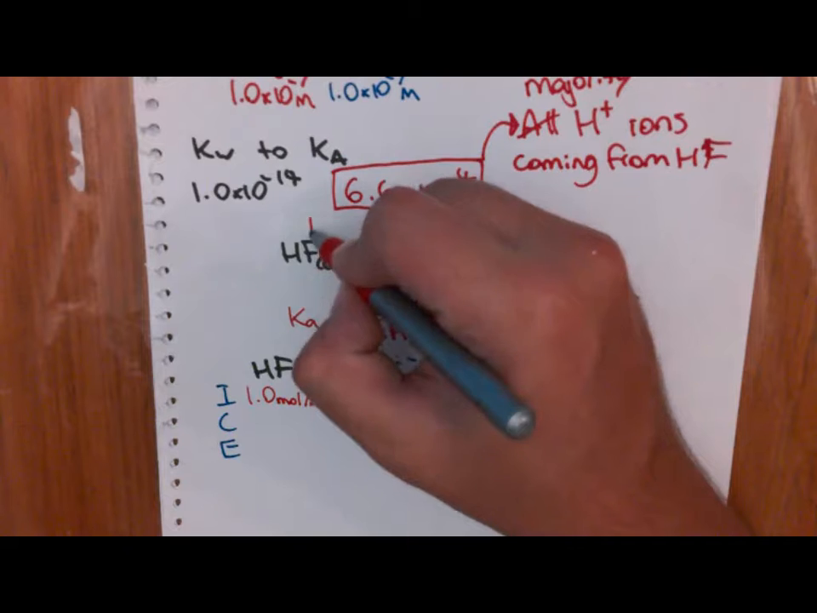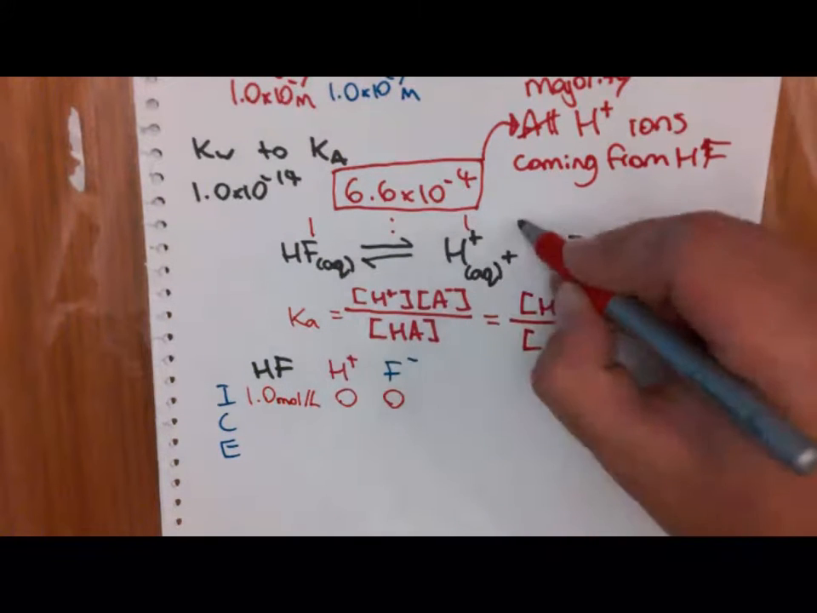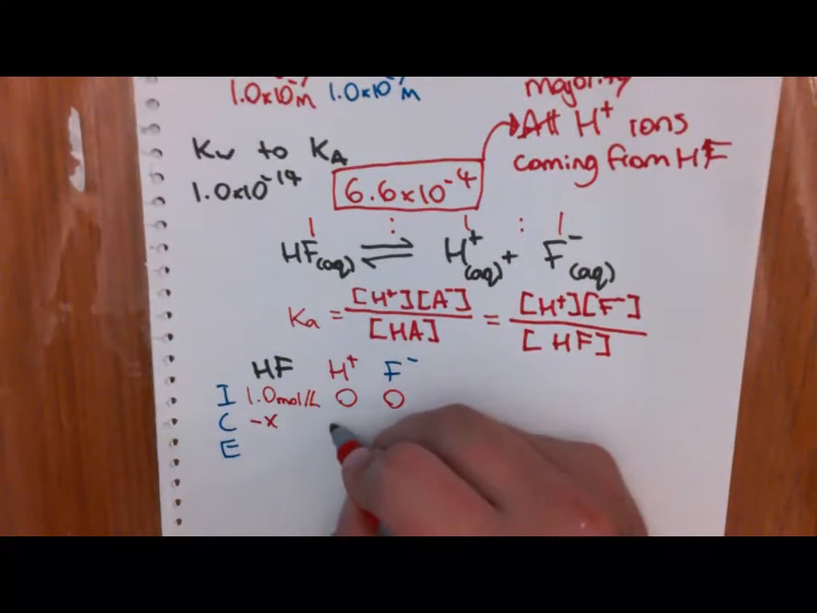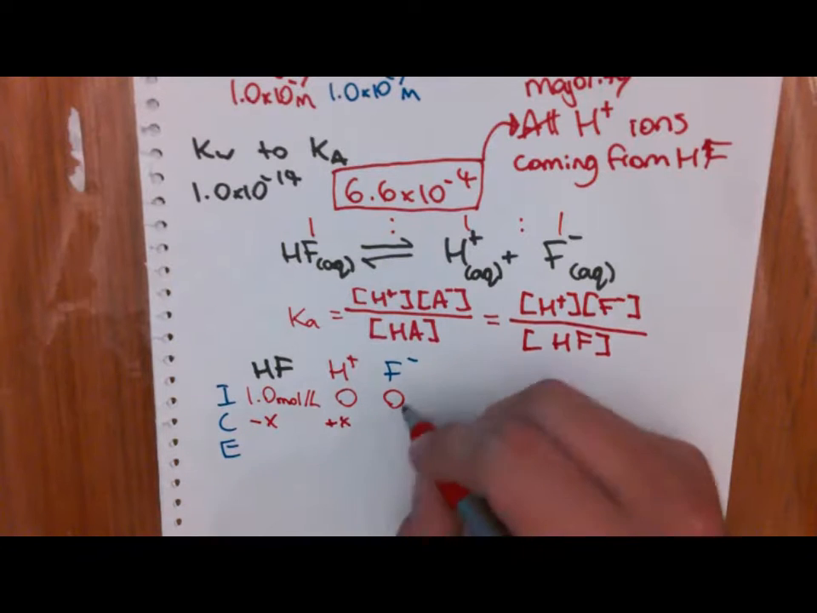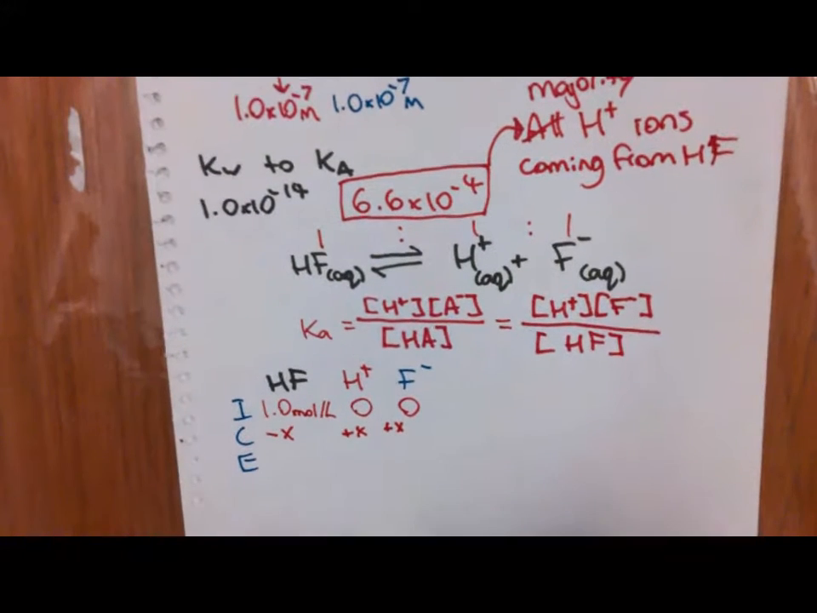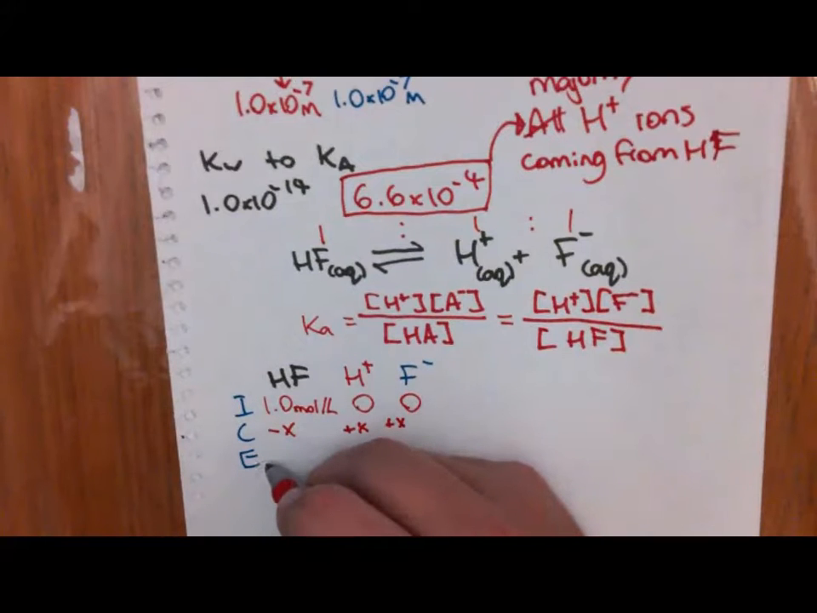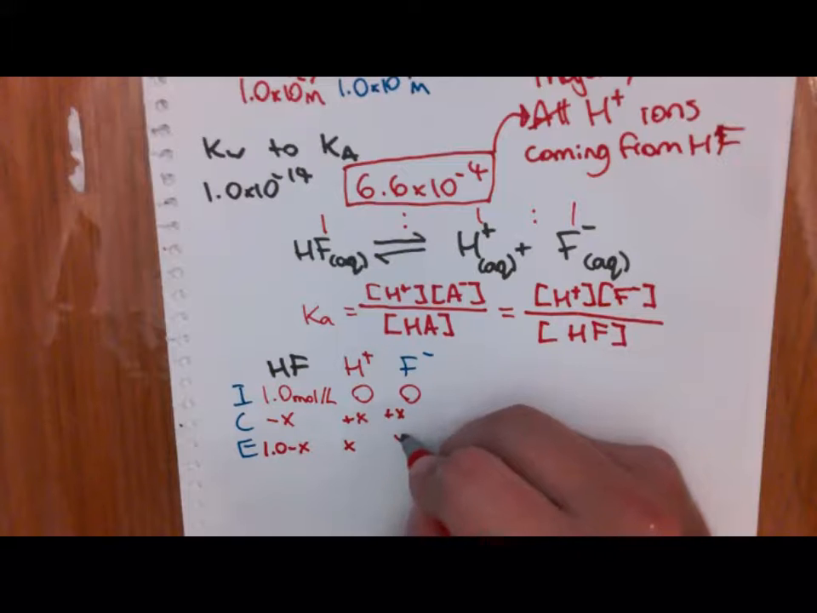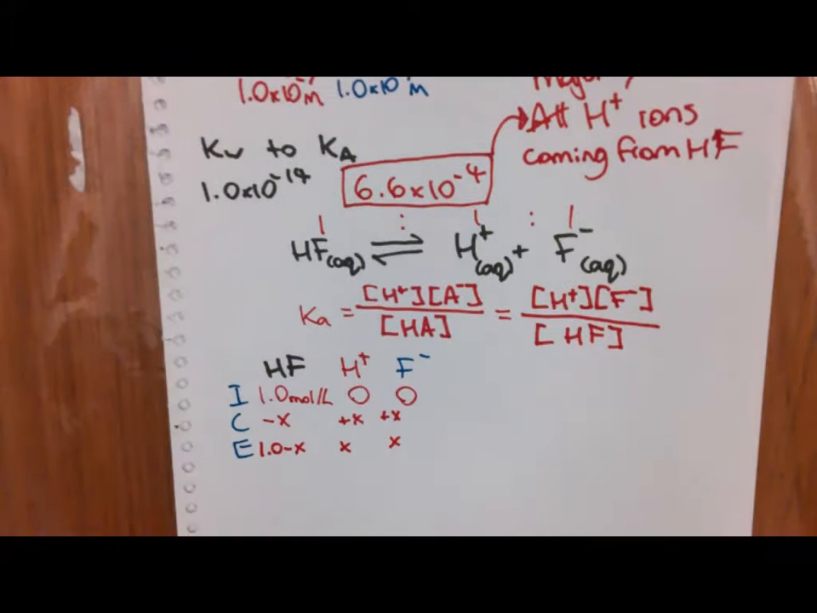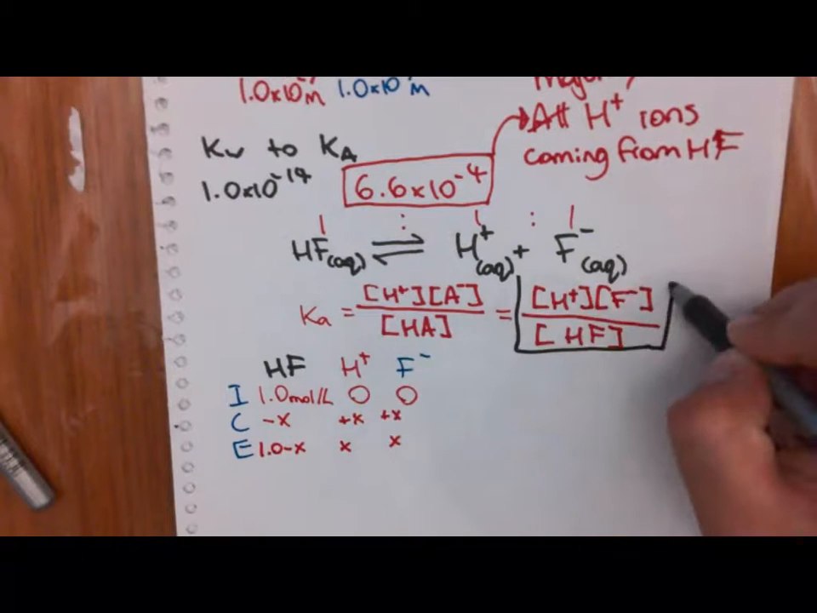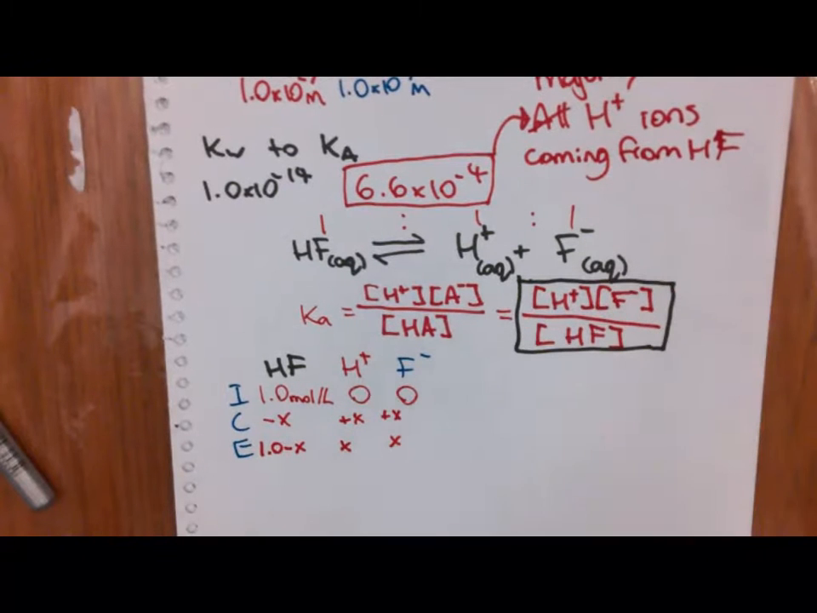Because this is a 1 to 1 to 1 ratio, we know that HF is going to be minus X, H plus is going to be plus X, and F minus is going to be plus X as well, giving our equilibrium concentrations of HF to be 1.0 minus X. Our H plus is just going to be X, and our F minus is also going to be X. So what we can do now is use this Ka equation in order to solve for our X.